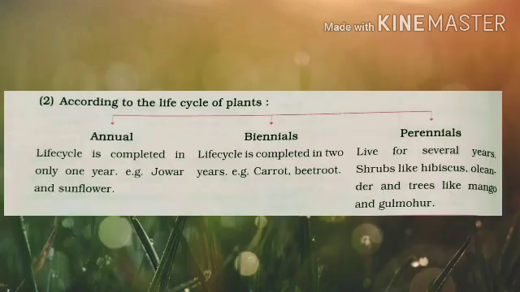We have also learned according to the life cycle of plants in annual, biennial and perennial forms. In annual, life cycle is completed in only 1 year. Example, jowar and sunflower. Biennials, life cycle is completed in 2 years. Example, carrot, beetroot. Perennials, live for several years. Shrubs like hibiscus, oleander, and trees like mango and gulmohar.